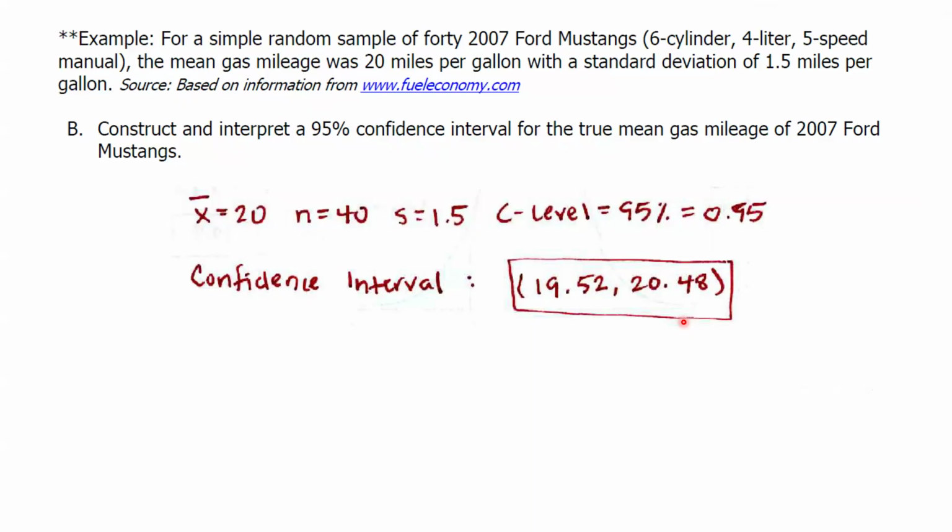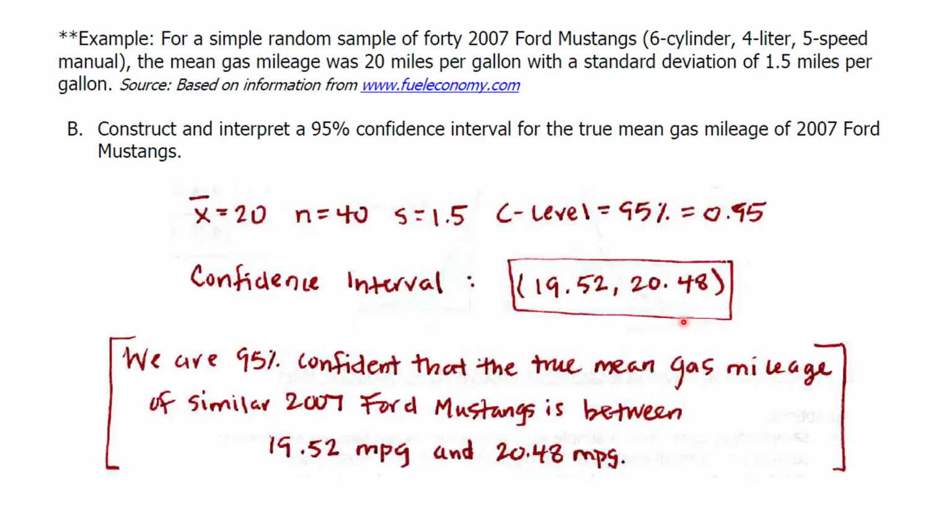So now we need to interpret. We are 95% confident that the true mean gas mileage of similar 2007 Ford Mustangs is between 19.52 miles per gallon and 20.48 miles per gallon.